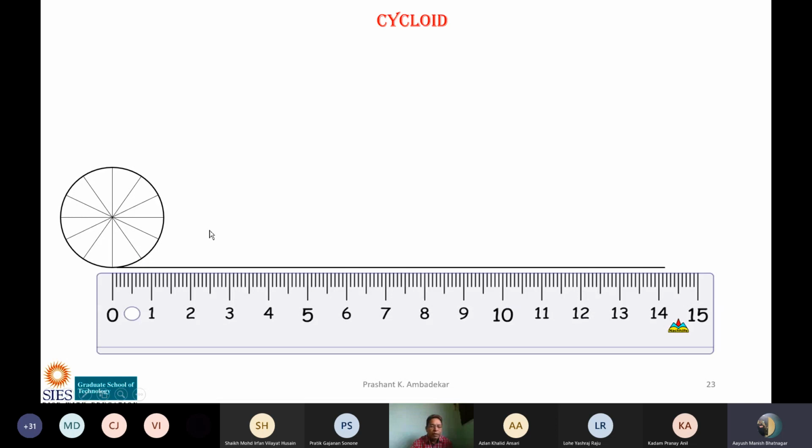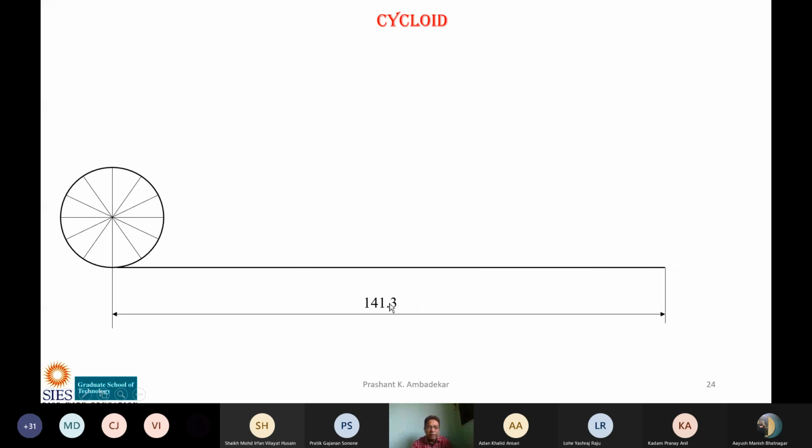Okay. Now the next is we'll draw the horizontal line. One circumference equals pi d. We know the diameter, so we can draw this line now. We can draw this line by using a scale. It comes out to be 141.3. My calculations are correct. Now, next, we have divided this circle into 12 parts.